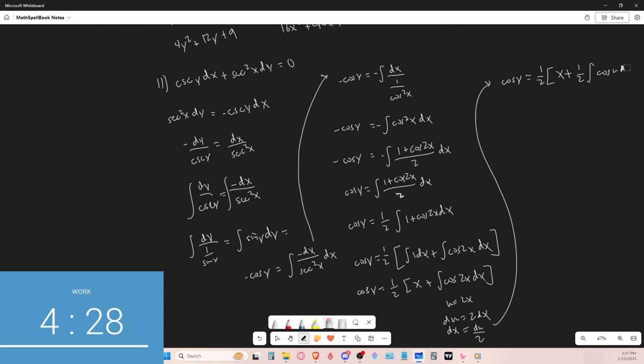Hopefully I'm not moving too much off the board, but I don't think I am. Wow, my du's are looking very bad. I think it's because it's almost at the edge of the tablet. That's why it doesn't look that great. Okay, cosine of y times x plus a half sine of, well, we can put back 2x here, and then plus a C.